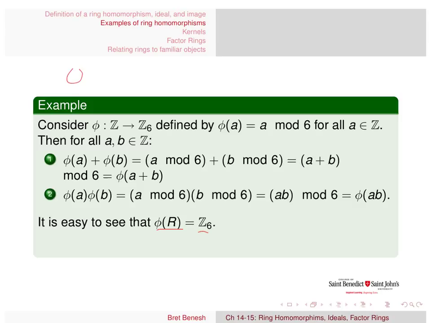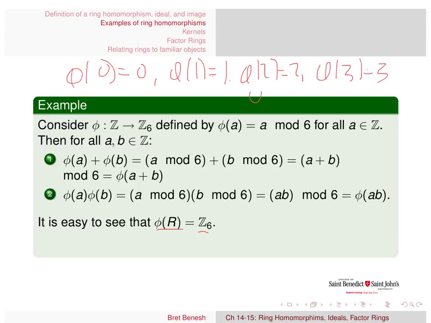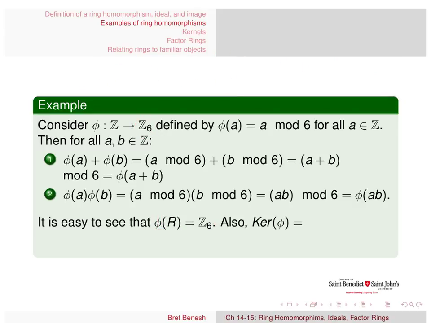The image is pretty clear that you can get everything. Why is that? Well, phi of 0 equals 0, phi of 1 equals 1, phi of 2 equals 2, phi of 3 equals 3, phi of 4 equals 4, and phi of 5 equals 5. And these are all the elements of Z6. So we have an onto map. The kernel means that we have to find all the a such that phi of a is equal to 0. But if we're reducing mod 6, that means it's going to be all multiples of 6. And that's just 6Z.